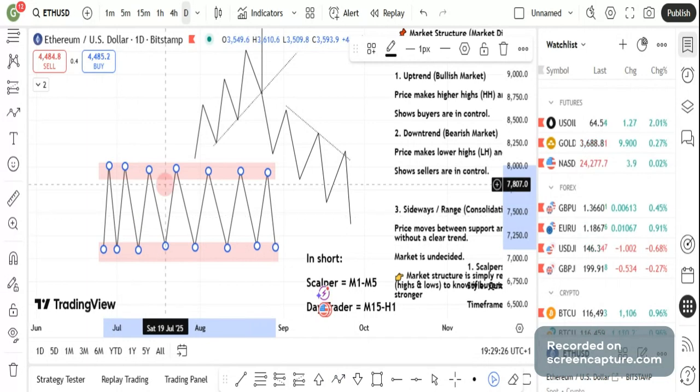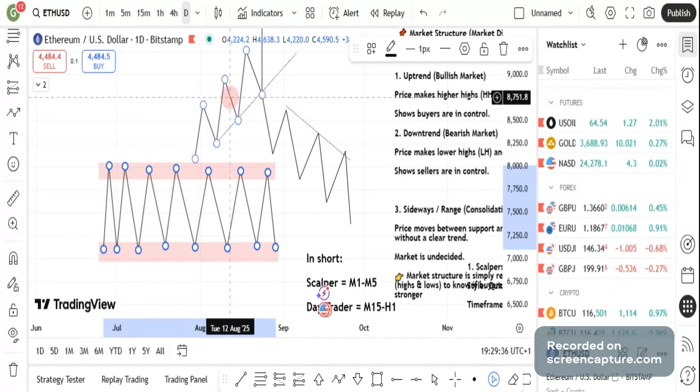All right. So now, I said we have three types of market structure. Number one, we have the uptrend. Number two, we have the downtrend. And number three, we have the ranging trend, or the sideways trend, or consolidating market.